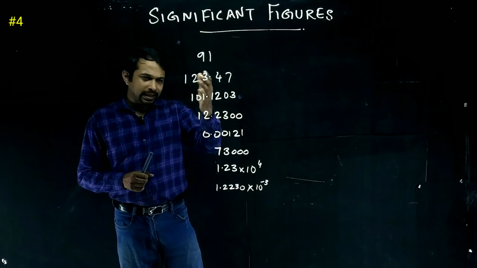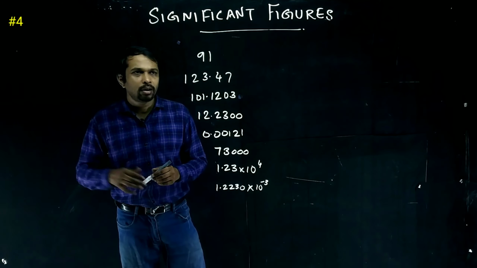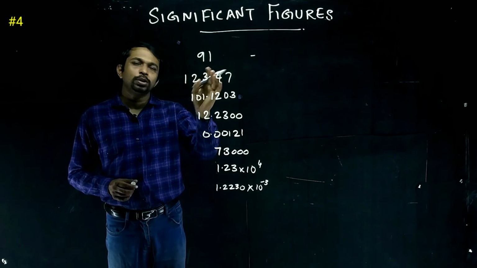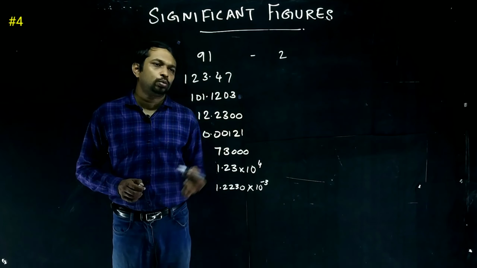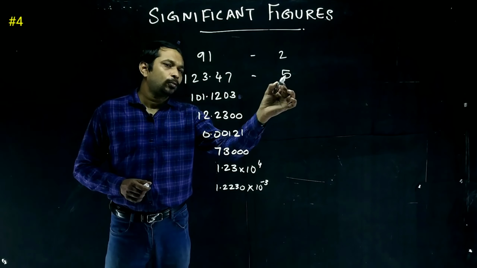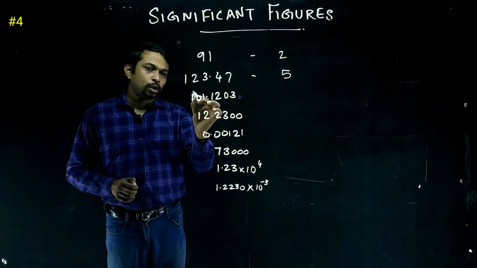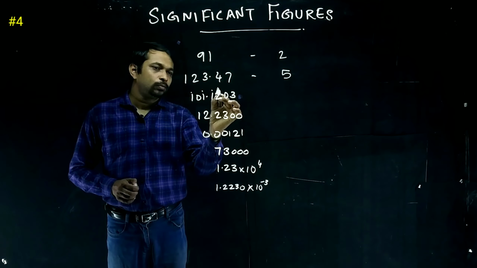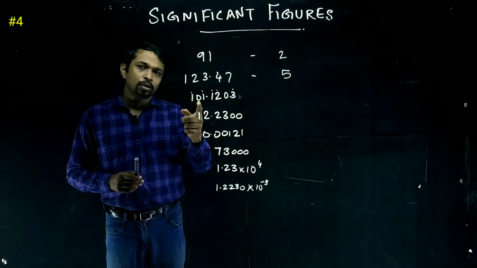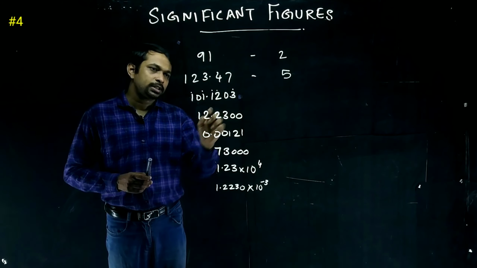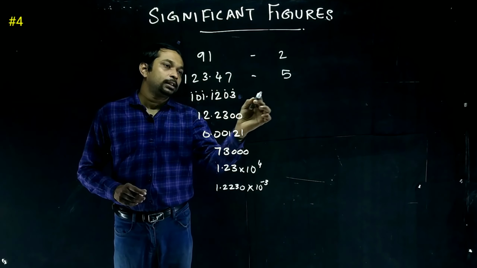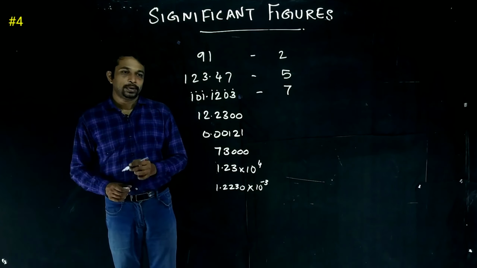Now let's do some examples very quickly, recalling all these rules. Okay? How many significant figures are there in 91? Both are non-zero, so 2. Here also each and every digit is non-zero, so there are 5. 1, 2, 3, 4, 5. Here 1, 2, 3, 4, 5. There are 5 non-zero numbers, and this 0 is coming in between 2 non-zero numbers, and similarly this one also. So both these zeros are also significant, by which there are total 7 significant figures.